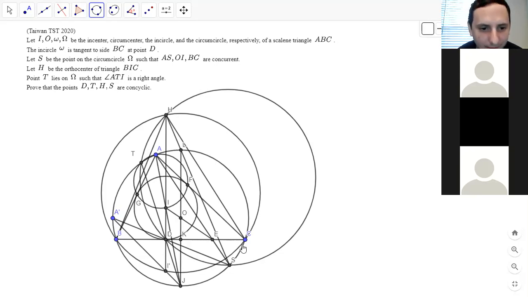Okay, angle DTS equals angle JAS, which is IAS. Okay, so we need to show HAIS is cyclic. Yeah, there's that one extra angle.